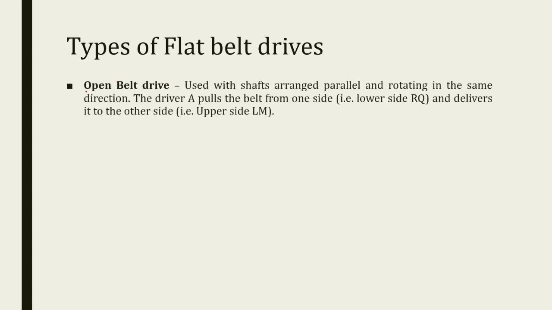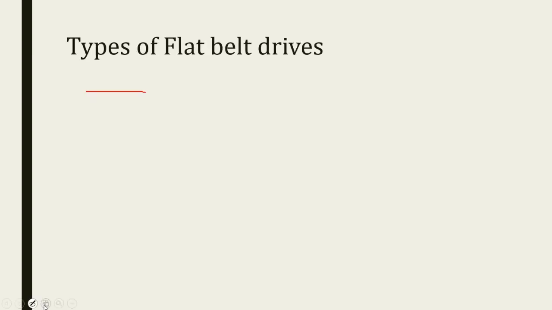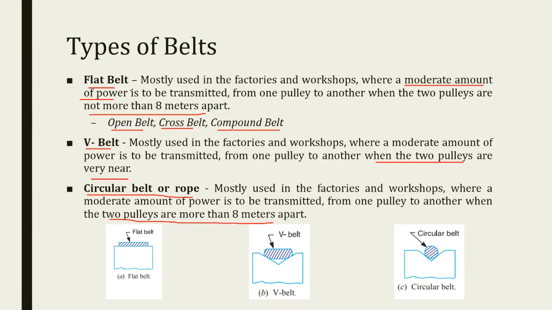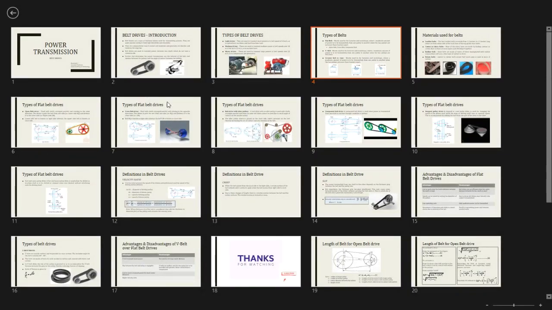So the first type of flat belt drive. How many types of drives are there? One is flat belt, the other one is V belt. That is what we have discussed in our previous slide. The types of belts are flat belt, V belt, and then circular belt, that is what we have understood. And in flat belt, I told you that there is open belt, cross belt, and then compound belt. So we'll see one by one what they are.